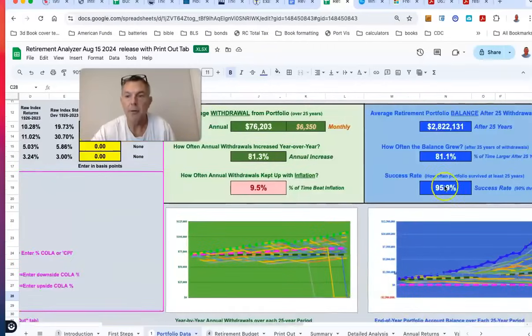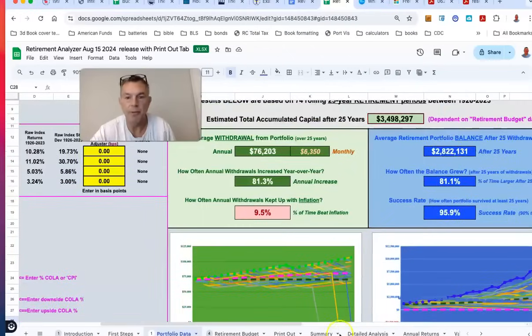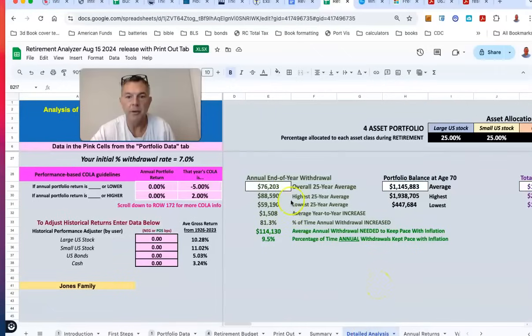How many times? Now only 4.1% of the time did we run out of money. And the average we're leaving is 2.8%. You're going to tell me, oh no, that's still not good. I need that to be 100%. Look at this. Our average year end withdrawal was $76,000.